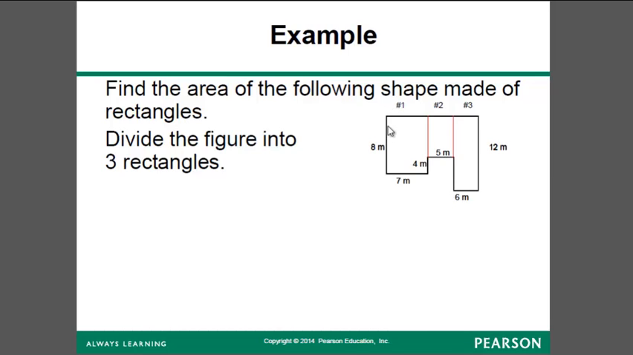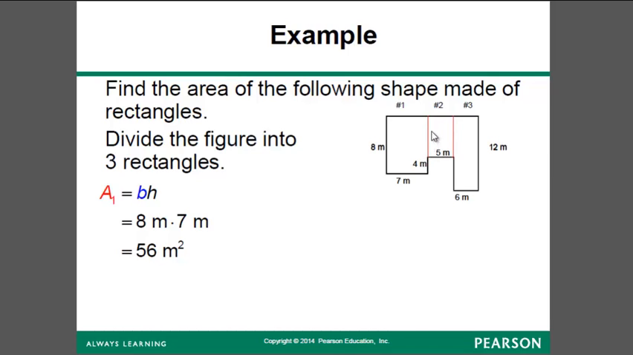Well, I know that for rectangle 1, my base is 7 and my height is 8. So I can take 7 times 8, which I have here, and get that the area of this first rectangle is 56 meters squared.